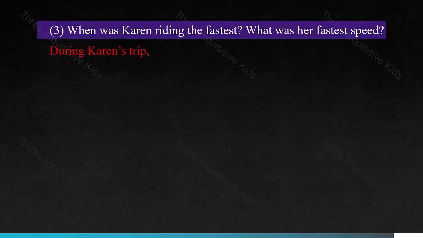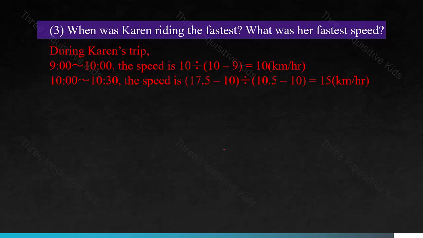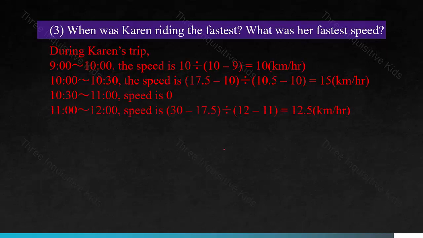And she rested for a total of half an hour. Number 3, when was Karen riding the fastest? What was her fastest speed? If you guys want to, you can go back to the previous slide and look at the graph. From 9 o'clock to 10 o'clock, her speed was 10 km per hour. From 10 o'clock to 10:30, her speed was 15 km per hour. From 10:30 to 11 o'clock, she was resting, so her speed is 0. From 11 o'clock to 12 o'clock, her speed was 12.5 km per hour.